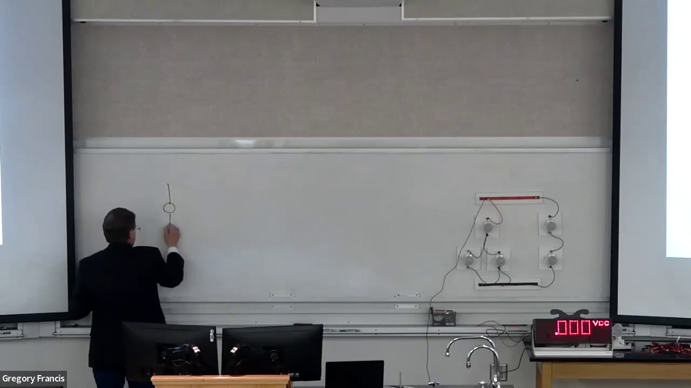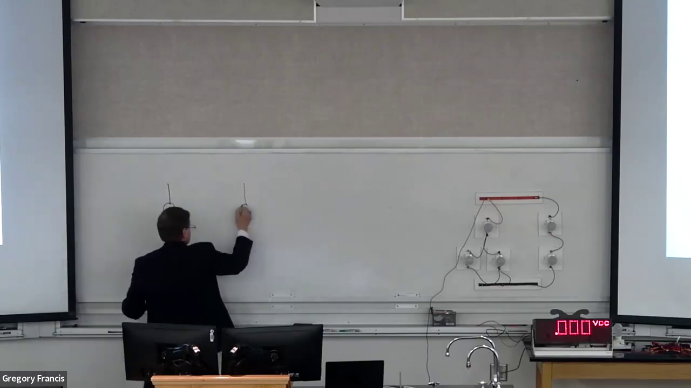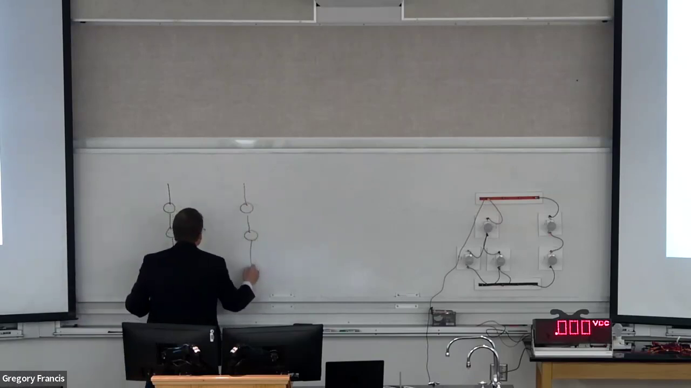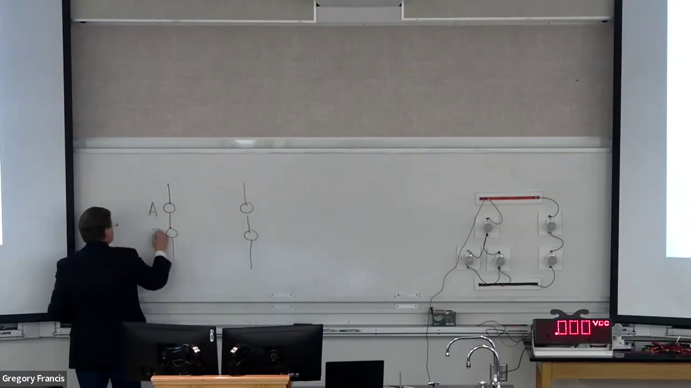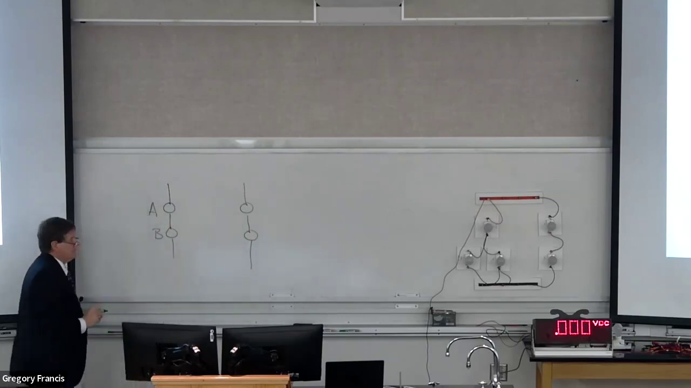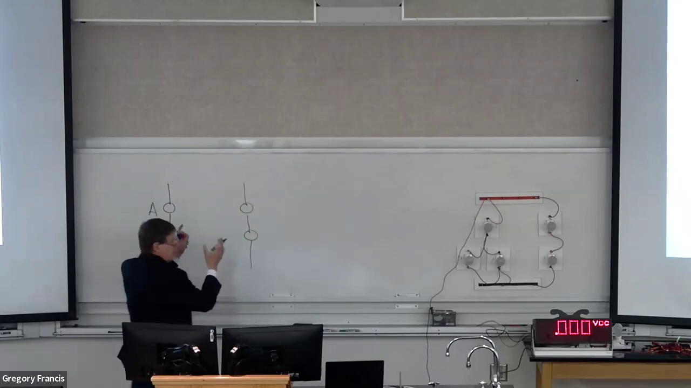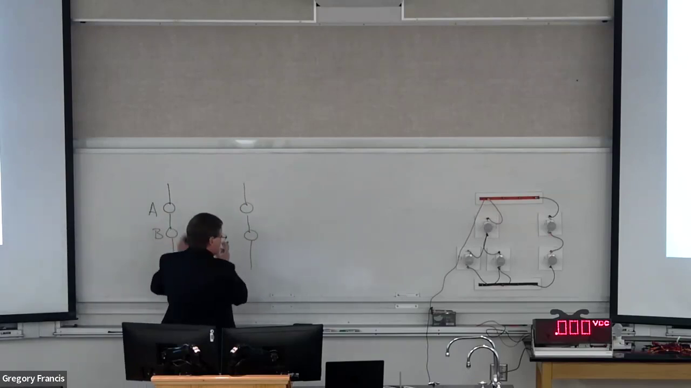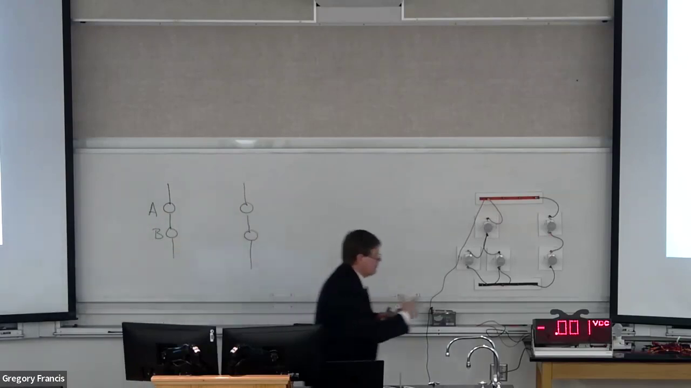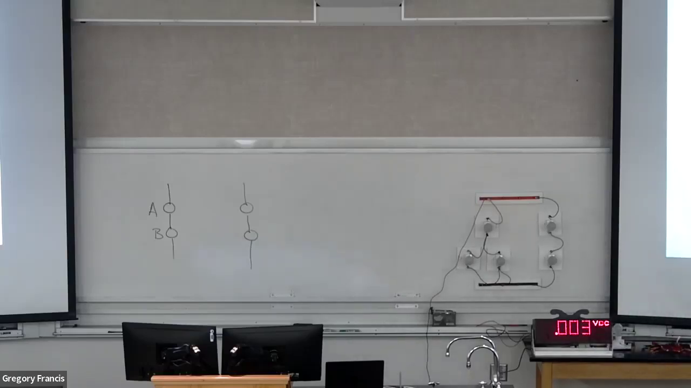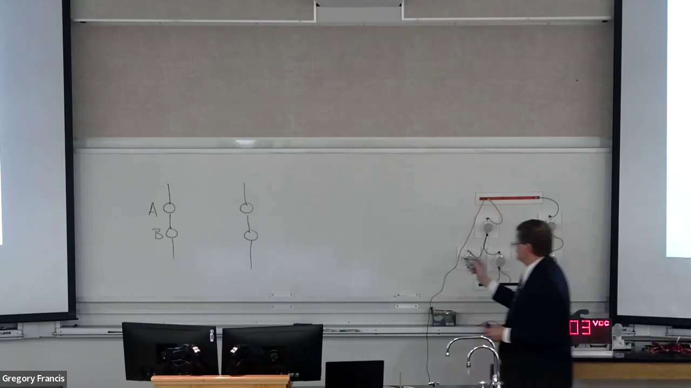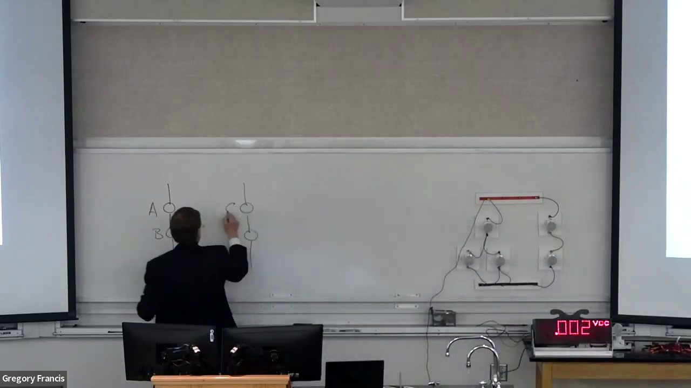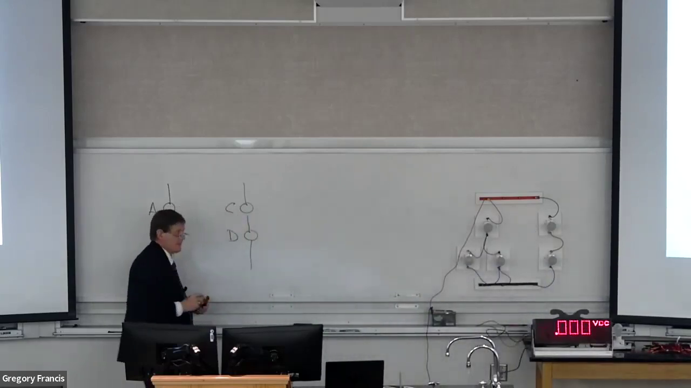You draw them the same. You draw the simplest one, A and B, just leave it alone. And then you draw the other one the same. Well, how can I get through this branch and only go through two bulbs? Well, C and D. So this has to be C and this has to be D.